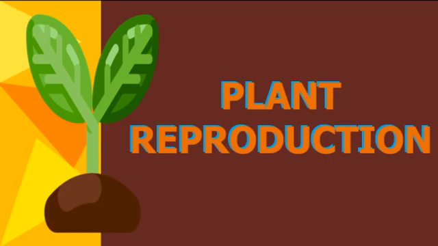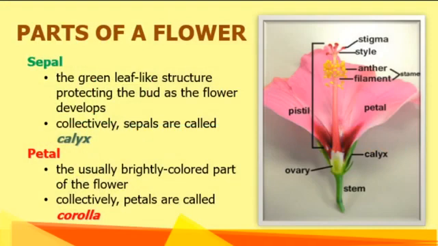Okay, first let's talk about plant reproduction. To understand this topic, let us have the different parts of a flower first. So this is a flower of a hibiscus plant, and the sepal is the green leaf-like structure protecting the bud as the flower develops. Collectively, these are called the calyx, over here at the bottom. And then the petal, these are usually brightly colored parts of the flower to attract more pollinators. And collectively, they are called corolla.